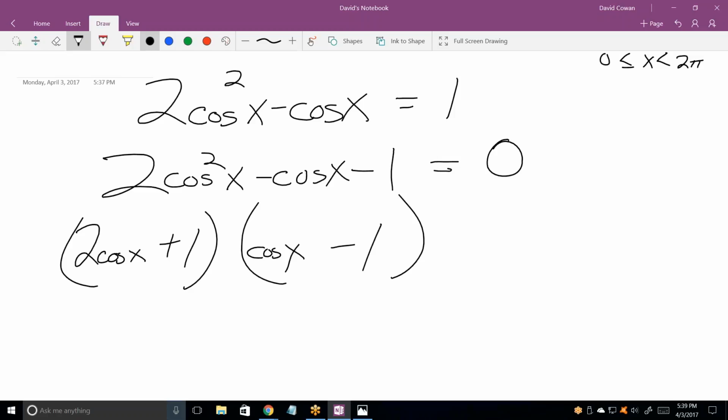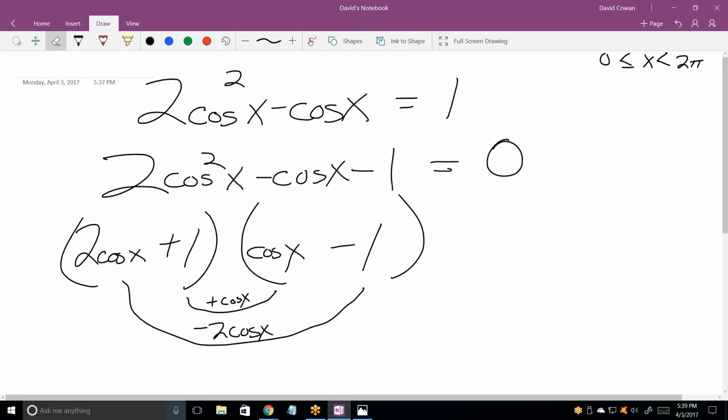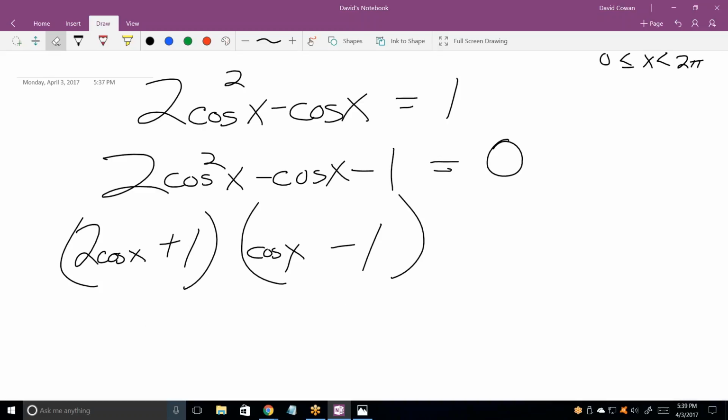In other words, we know that's correct because if I check my inside term, I got that. I check my outside term, I get that. Add those together, you get that, and that is our middle term. In other words, you always want to check your middle term. That's where people make the mistakes. You don't need to check the 2 cosine squared x or the minus 1, but you need to check the middle term. Correct? Okay, now what?